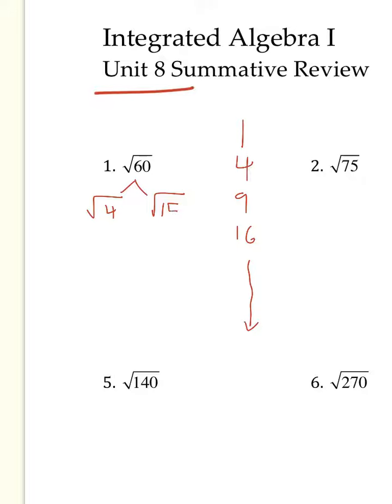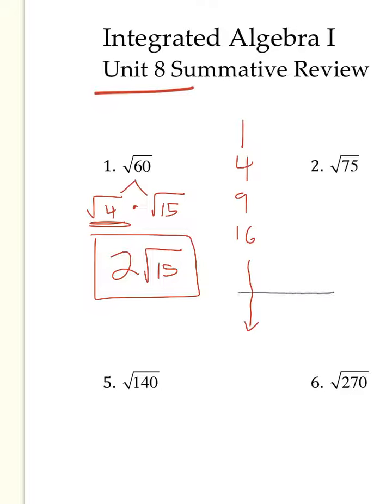Okay, so what I'm saying here is the square root of 4 times the square root of 15 is the same as square root of 60. Well, the reason I choose a perfect square is because I know what the square root of 4 is. It's just 2. And then I still have the square root of 15. I just put them right next to each other. Moving on.